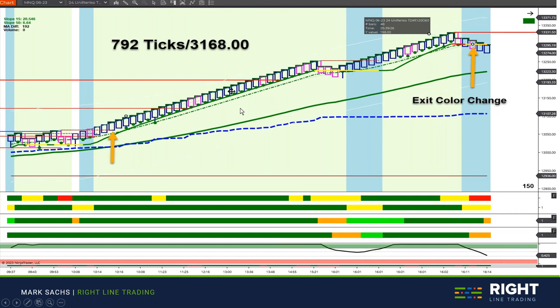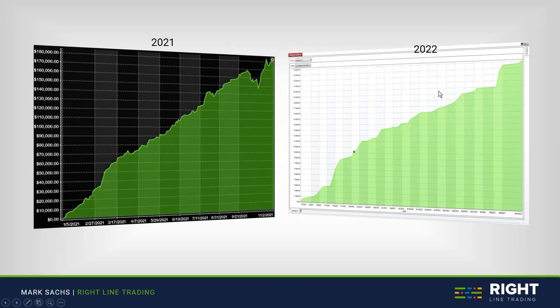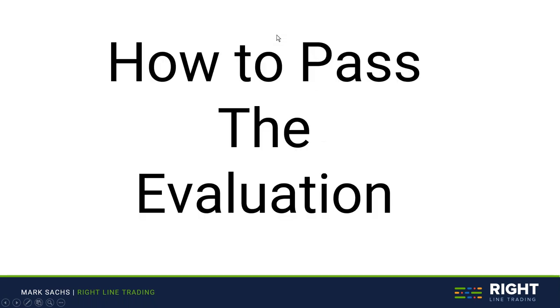So basically the same rules that I have. The only thing it doesn't do is look for a pullback. It just takes it. And then exit on line change. All right, this is the equity curves on them.